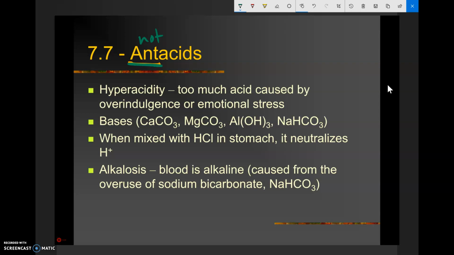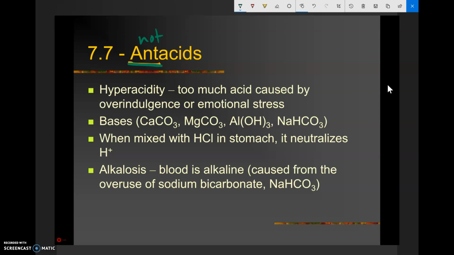Okay. The first term is hyperacidity. Hyperacidity is when you have too much acid, and this can be caused by overindulgence or emotional stress. So overindulgence is talking about maybe you're eating too much of a good thing. Like maybe you're eating too much cheese or fatty meats or cheesecake or chocolate, and that's going to create more acid in your stomach because your stomach's going to try to digest that food. Emotional stress can also make more acid in your stomach. And so these are all things that can kind of trigger that.